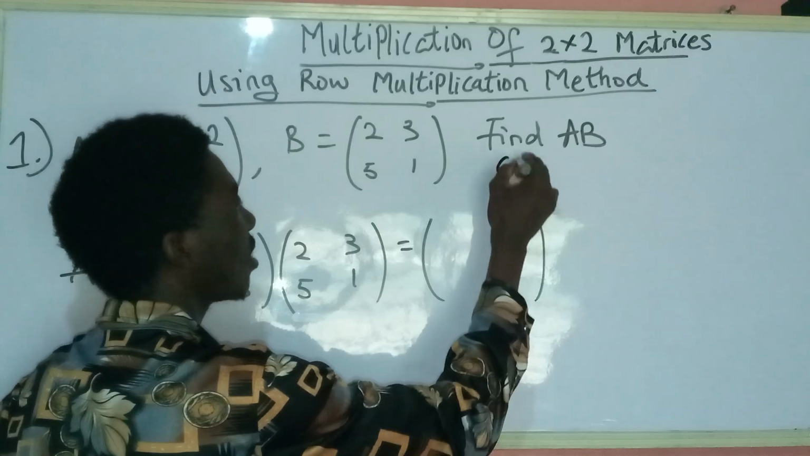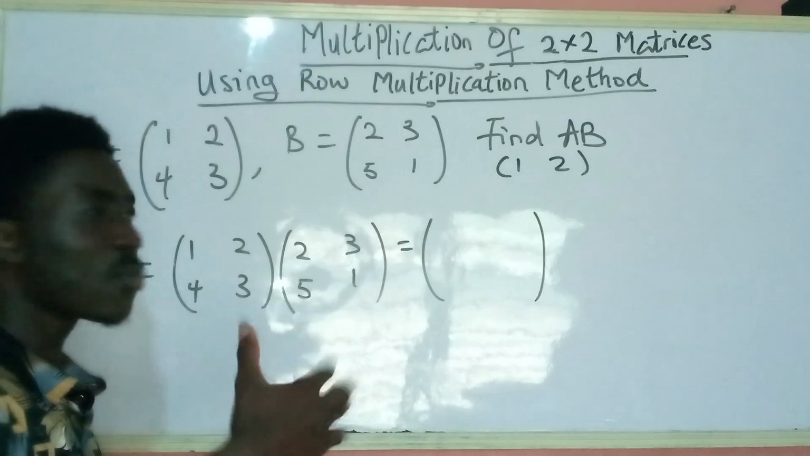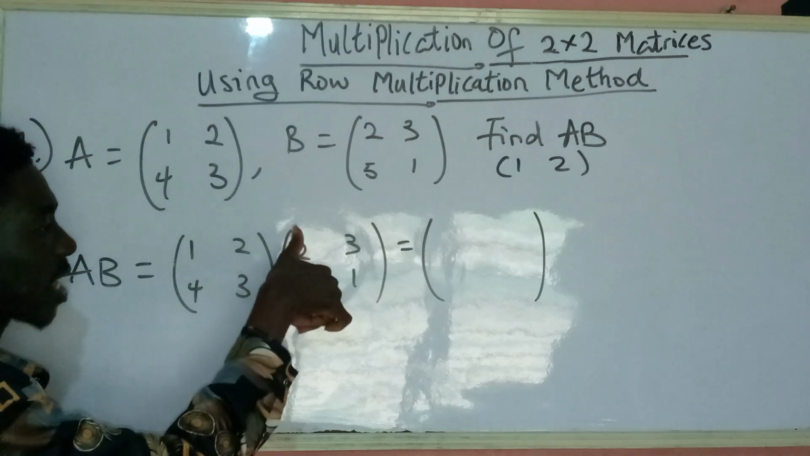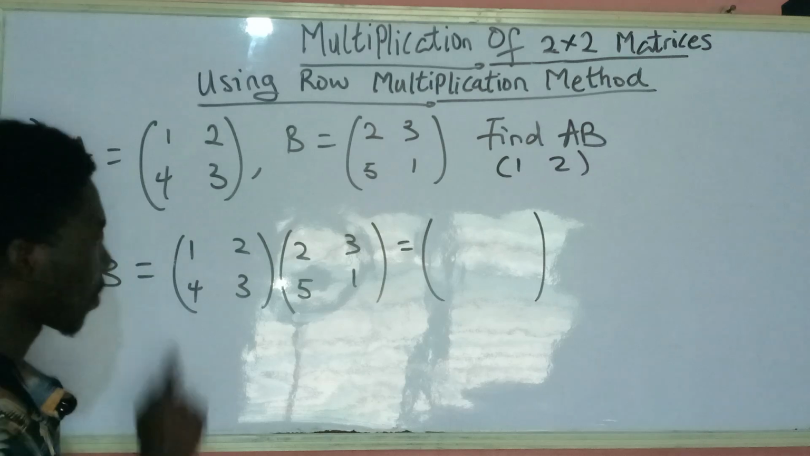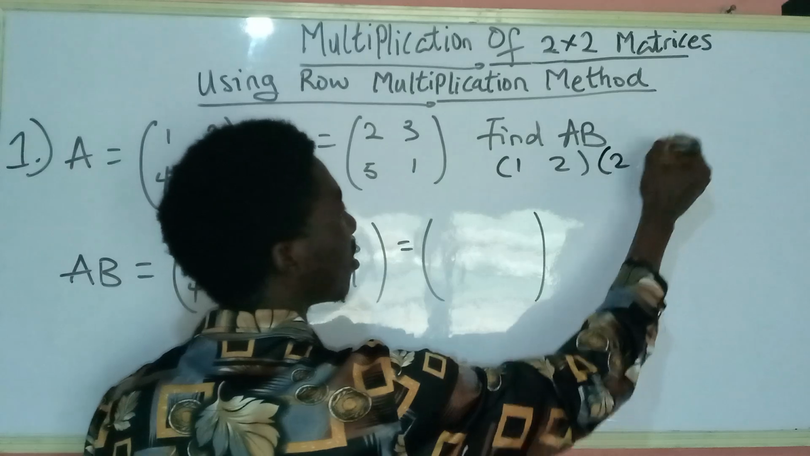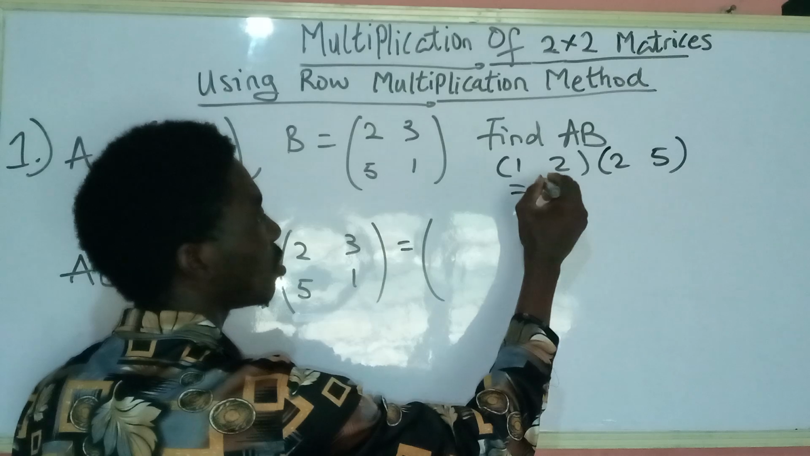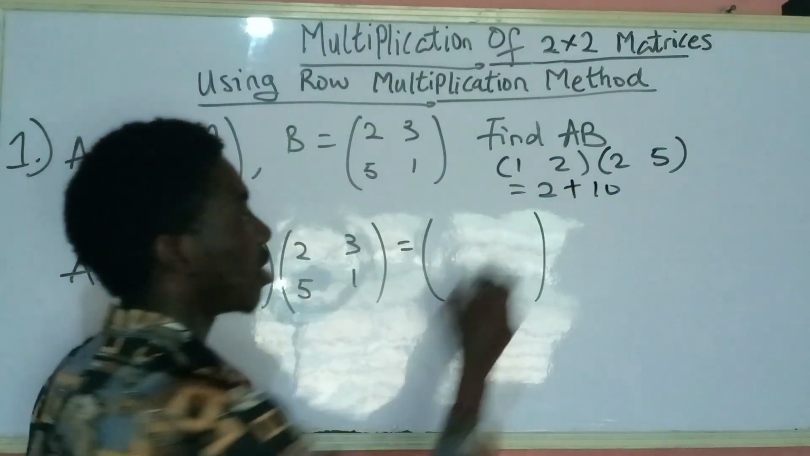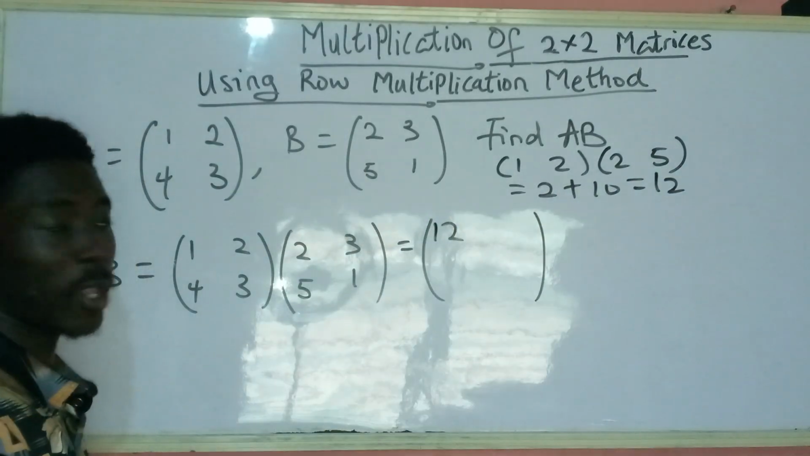So I'll take 1 and 2. Then I'll use it to multiply each column in matrix B. So that will be this row times this column. That's the first thing I'll do. This row times this column: 1 and 2 and 2 and 5. So how do you do that? We'll say 1 times 2 is 2. 2 times 5 is 10. Then I add them up, and that gives me 12. So that means here is equal to 12.